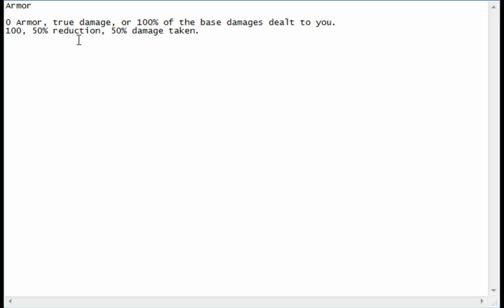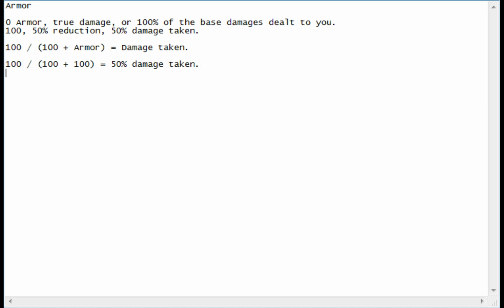So, this is a very, very simple equation that you can follow to figure out this damage taken or this percentage reduction. And the equation is simply 100 divided by 100 plus armor. And that's going to be your damage taken. So, for example, looking at 100 armor, 100 divided by 100 plus 100 is equal to 50%. So you're going to be taking 50% of the damage.